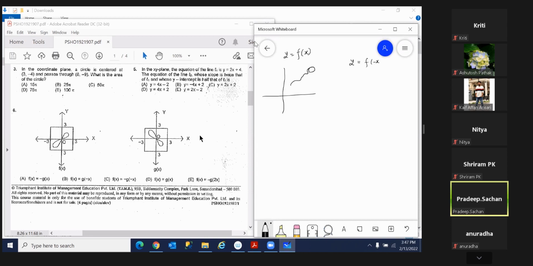So I have to draw a mirror image of this function. Whatever function you are looking at x, the same function should look at minus x eventually. Then it will become f of minus x. And we say this as y is equal to g(x). And we say g(x) is nothing but f of minus x. Something like that we say.